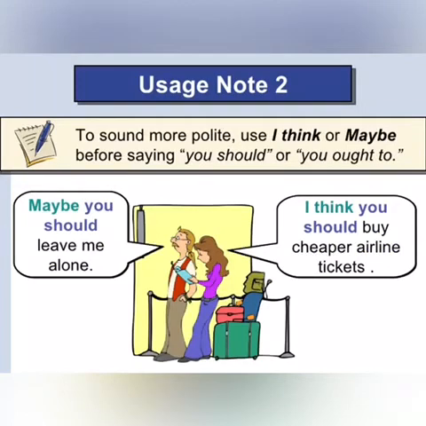Usage number 2 is to sound more polite, use I think or maybe before saying you should or you ought to. For example, maybe you should leave me alone, or I think you should buy cheaper airline tickets.